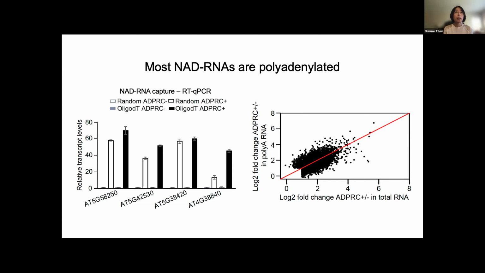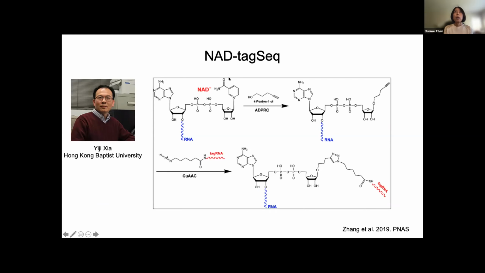RNAs are polyadenylated. Here I wanted to highlight a very innovative sequencing approach developed in my collaborator E.G. Xia's lab at Hong Kong Baptist University. So they modified NAD capture-seq. The first step was the same as NAD capture-seq. So NAD RNA was converted to alkyne RNA, but the second step differed. So instead of using biotin azide, they used a tag RNA covalently linked to the azide for the click chemical reaction. The end result is that the NAD RNA would be covalently linked to the tag RNA.